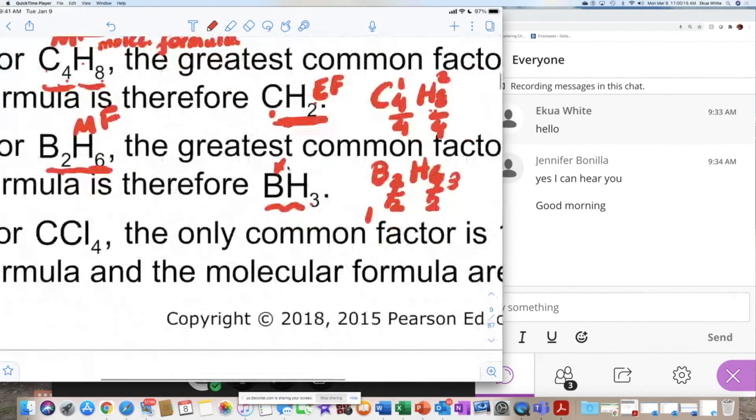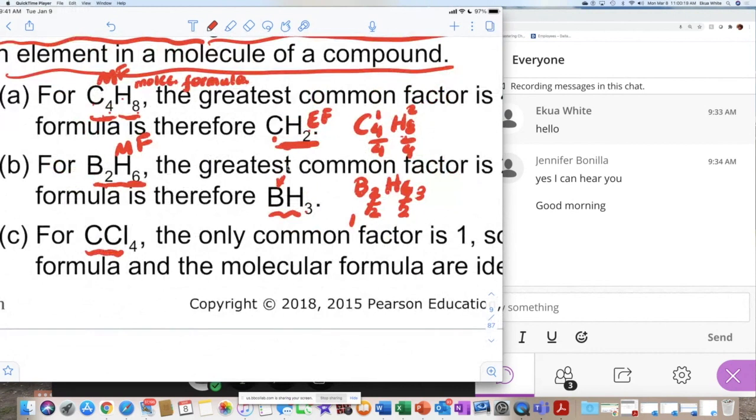Okay, CCl4. This is the molecular formula, right? CCl4, greatest common factor, 1. You get the same thing. So this is both the empirical formula and the molecular formula. So what can we conclude? For a formula like this, the empirical formula can equal the molecular formula because it can't be simplified further.